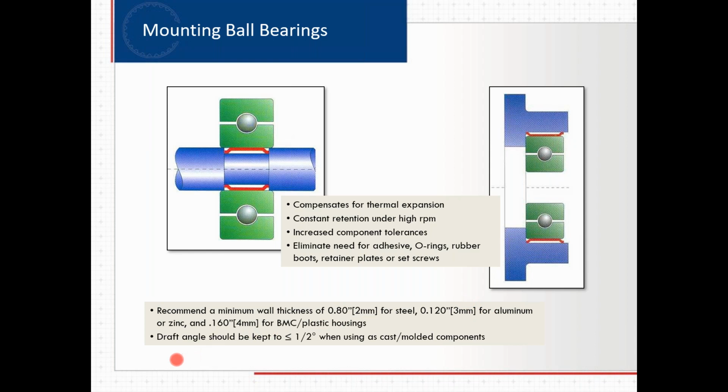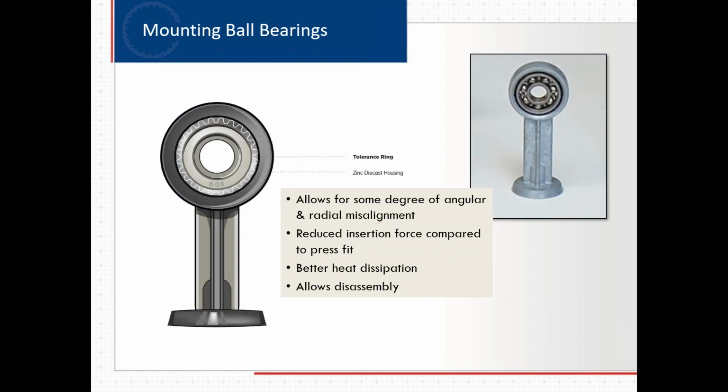In some cases, you don't have to do a second machining operation. With as-molded parts, you might be able to just use a tolerance ring in place as long as the draft angle is kept to a 1/2 degree or less and the bearing pocket is not too deep. You can allow for some degree of angular and radial misalignment.